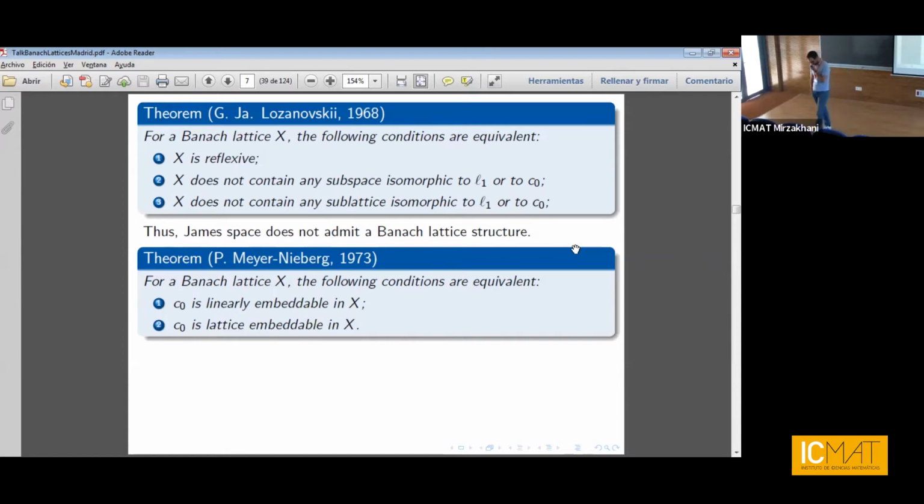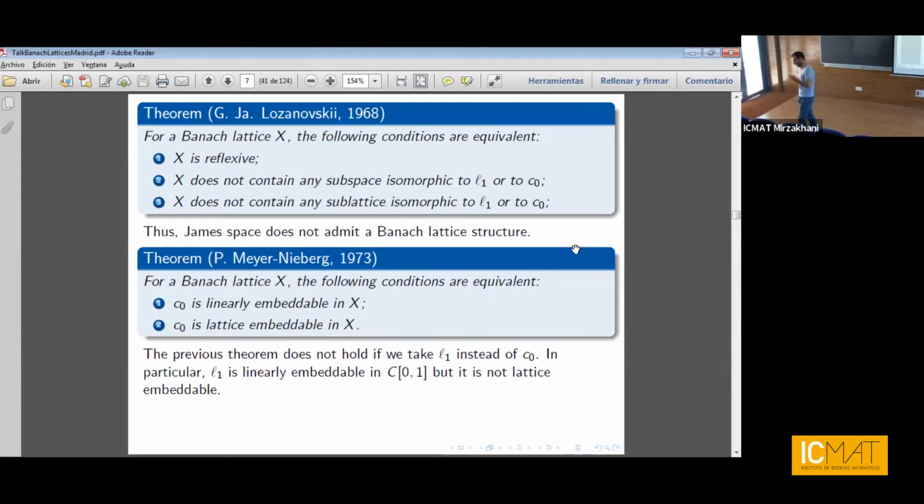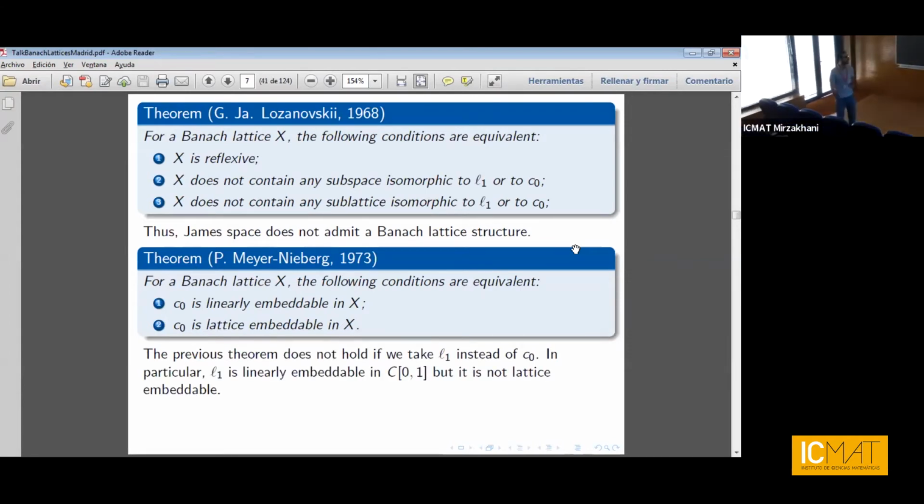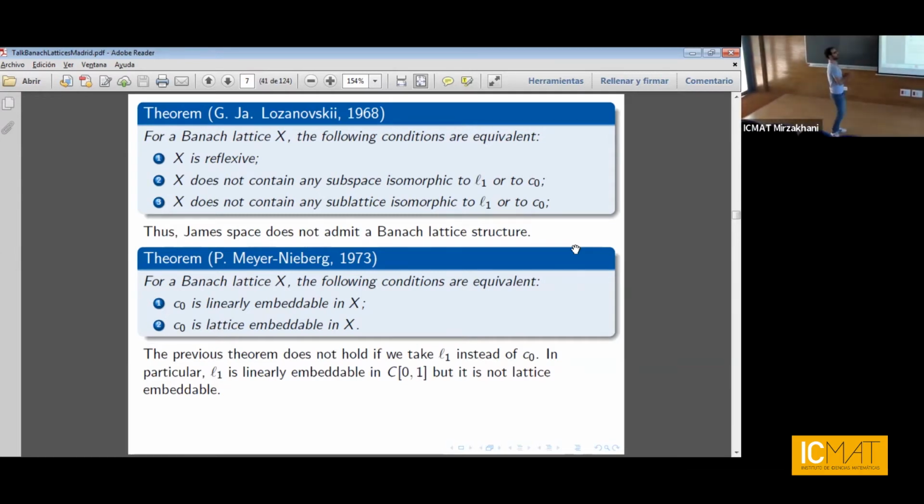Okay, so watching these two theorems, one may think that maybe the same holds for little l1, that is, if we can embed it in a Banach lattice, maybe we can embed it also as a lattice, but this is not true. In particular, little l1 can be embedded into C of the unit interval, and it is not lattice embeddable into this space, because if we take a disjoint sequence in a C(K) space, it is going to behave like c0. So it cannot behave like an l1 sequence. So this theorem of Meyer-Nieberg does not hold for little l1.